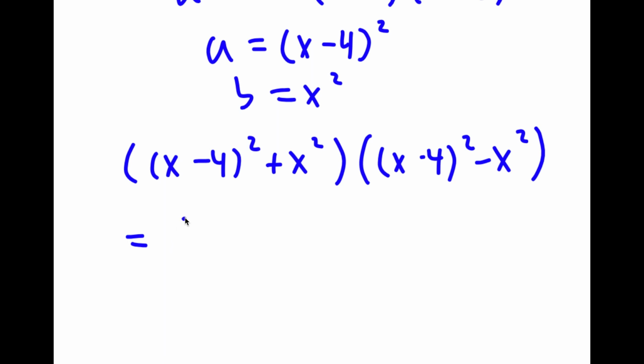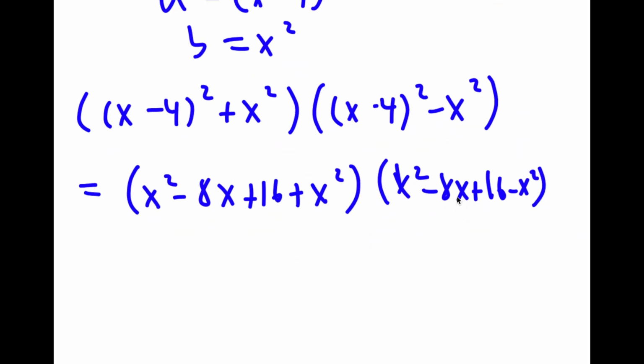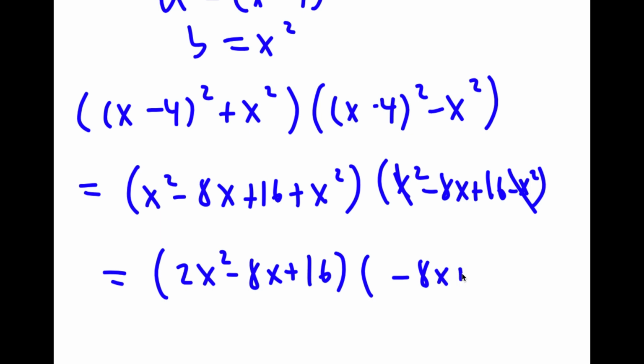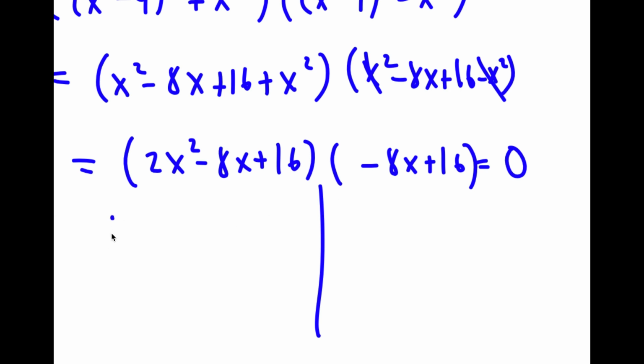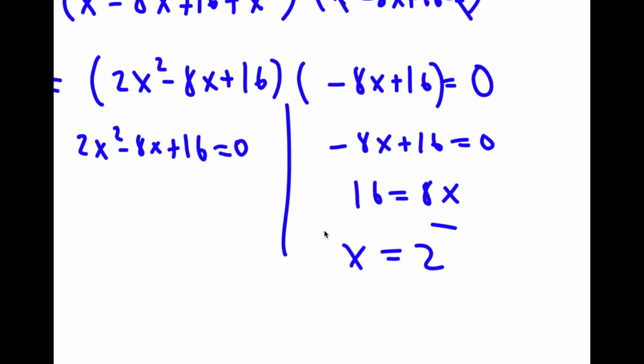And x minus 4 squared is simply equal to x squared minus 8x plus 16. So I have this plus x squared, and over here I have x squared minus 8x plus 16 minus x squared. So in this case, these two cancel out, and in this case, these two add up. So I have 2x squared minus 8x plus 16 times negative 8x plus 16. Remember, this is all equal to 0. So this gives me two equations. I have 2x squared minus 8x plus 16 is equal to 0, and I have negative 8x plus 16 is equal to 0. So for negative 8x plus 16 equals 0, I add 8x on both sides, so I get 16 is equal to 8x, meaning x is equal to 2.